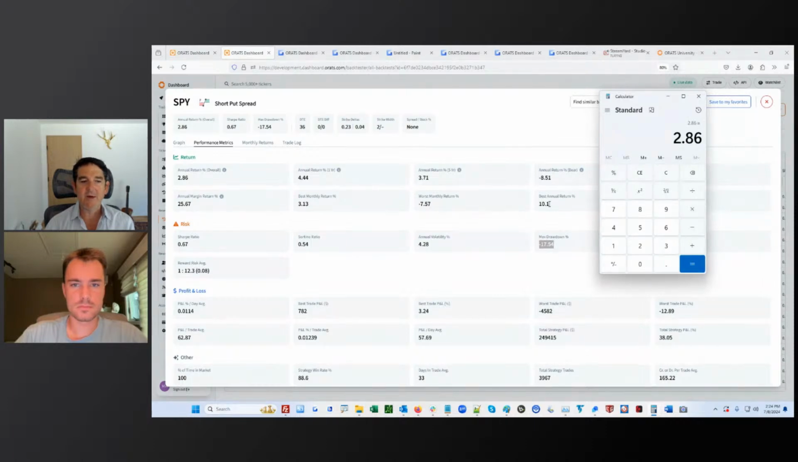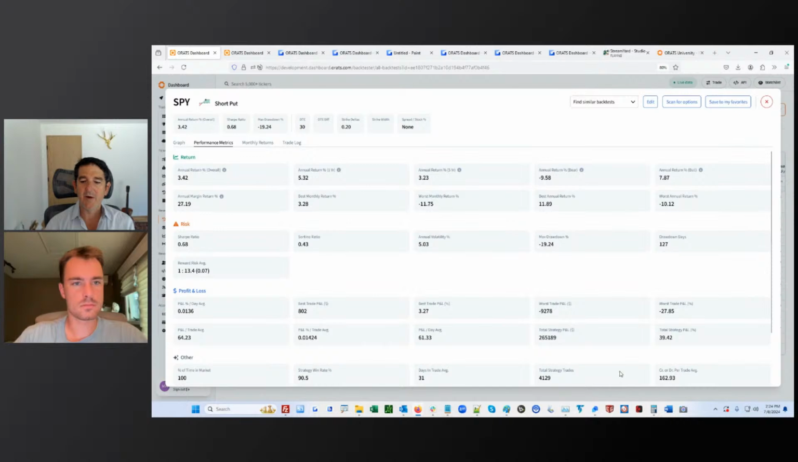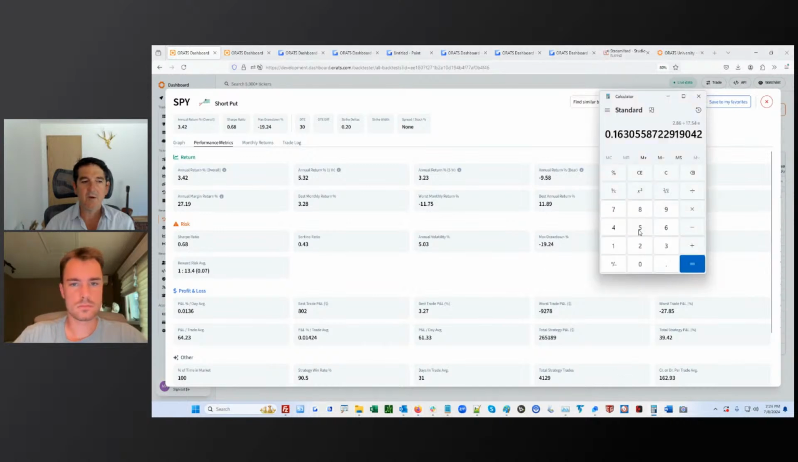So 2.86 is the return, divided by the drawdown, 17.54. Maybe we'll call that the capital that we need. So that's 16.3%. And then let's go over here and look at 3.42 divided by the 19.24. That's 17.7%. So that's quite a bit higher return, right?